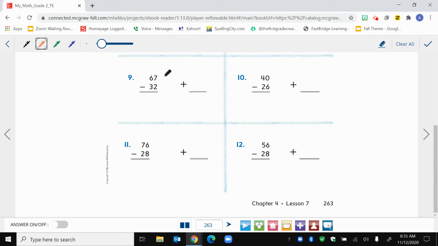Okay, you guys should have looked at this and looked at the ones place first. You would have seen 7 minus 2, which you can do, right? We don't have to borrow. 7 minus 2 is 5. Then you would have looked over here at the tens side for 6 minus 3, which is 3. So you would have found 67 minus 32 equals 35. Then you would have added those two smaller numbers together to make sure you got the right answer. So we would have done 35 plus 32. I would have done 5 plus 2 would be 7, and 3 plus 3 is 6. So I got that same answer of 67.